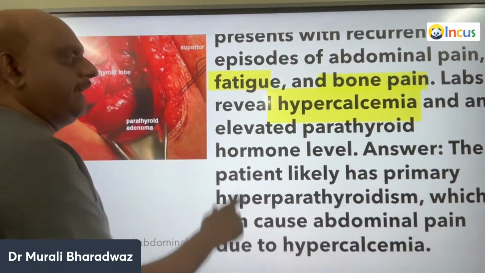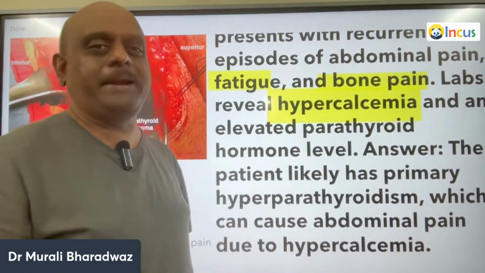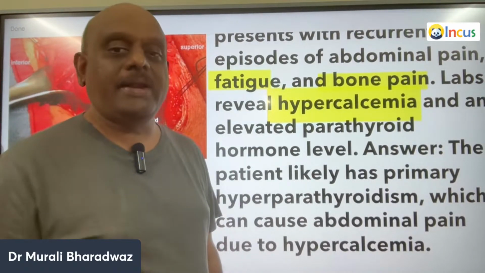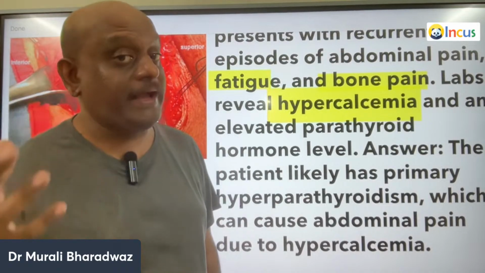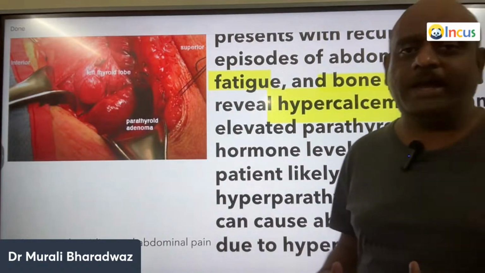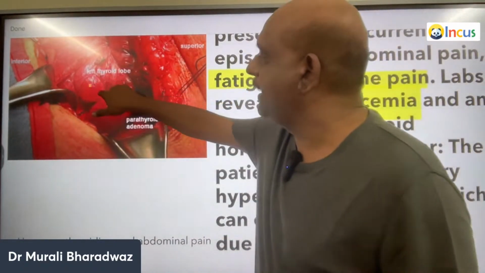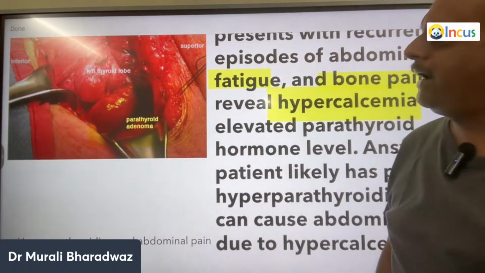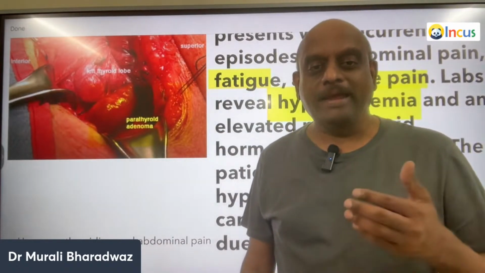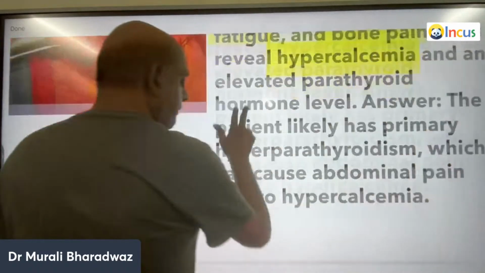So the patient most likely who has fatigue, bone pain, hypercalcemia, elevated PTH is equal to primary hyperparathyroidism, which can lead to abdominal pain because of the presence of hypercalcemia. So what is the most common cause of primary hyperparathyroidism, doctor? You should remember, it is the parathyroid adenoma. Parathyroid adenoma is responsible for the primary hyperparathyroidism.